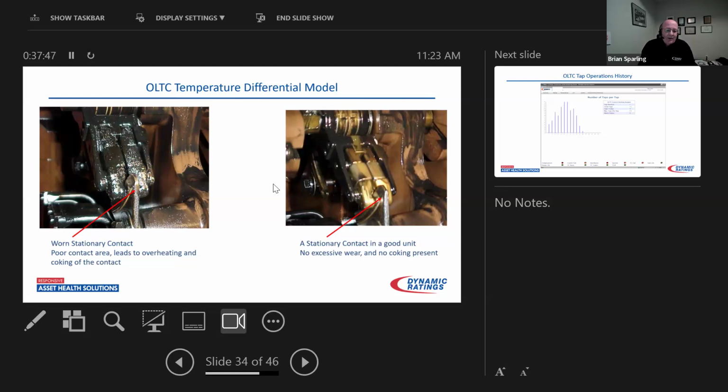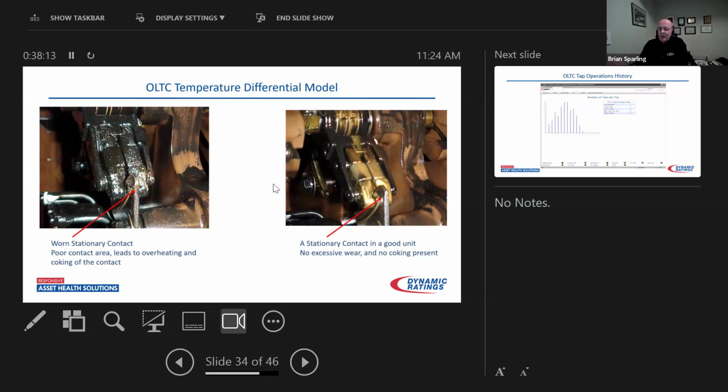And you can see the wear and tear, the wear on it, the poor contact area. We all know what a bad electrical contact leads to: overheating and the coking, which is all that black stuff you see on the contacts. The more of that you get, the more overheated it becomes, until potentially it can burn its way open and you have an open circuit, which is really bad news for the transformer.